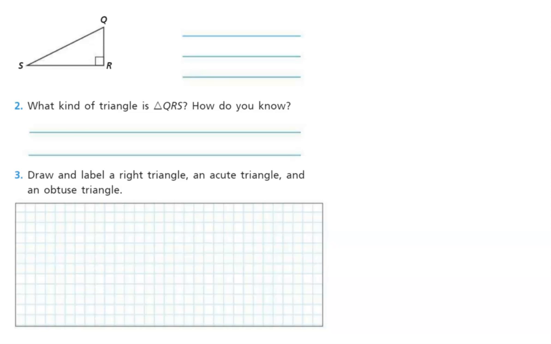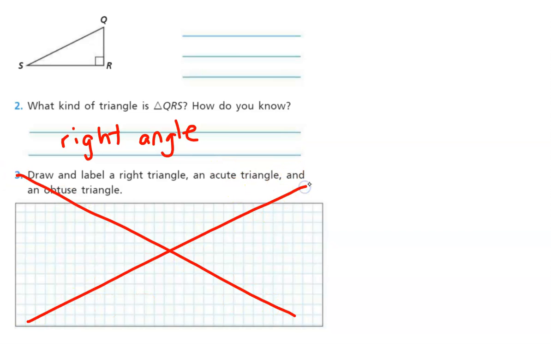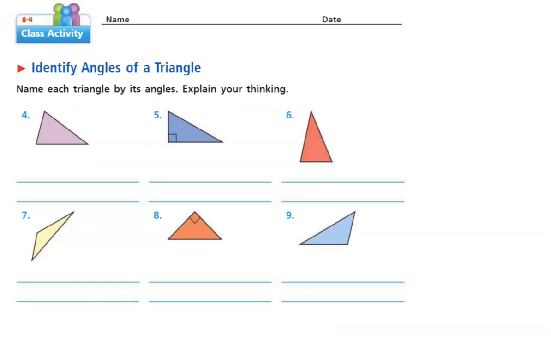Number 2 says, what kind of triangle, how do we know? We talked about all of that, so don't even worry about that, okay? And then here it wants you to draw and label a right triangle, an acute triangle, and an obtuse triangle. The only reason I'm going to have you skip this one right now is because of time. You could always come back and finish this one later if you'd like. But for now, I want you to actually come over here to number 4, and I'm going to draw, I'm going to use my little right angle tester here.